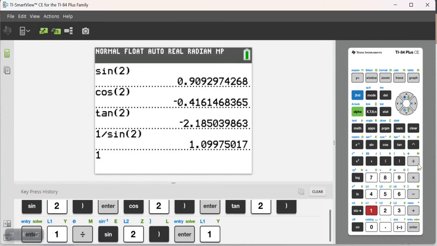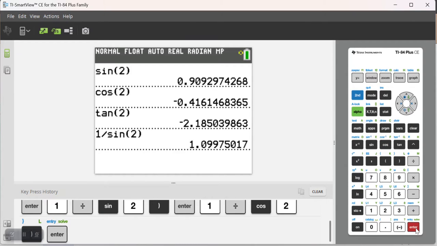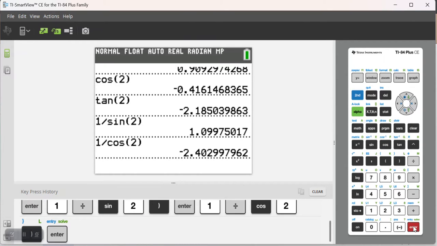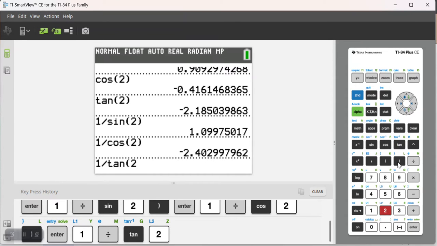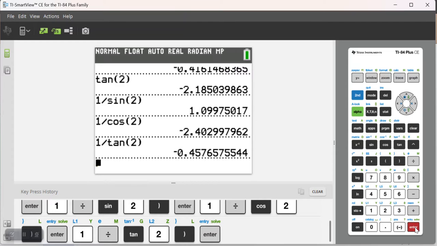I can do 1 divided by cosine of 2, and that would give me the secant of 2. And if I want cotangent of 2, I can do 1 divided by the tangent of 2 to figure out cotangent. And that's how you're going to have to do cosecant, secant, and cotangent on most graphing calculators.